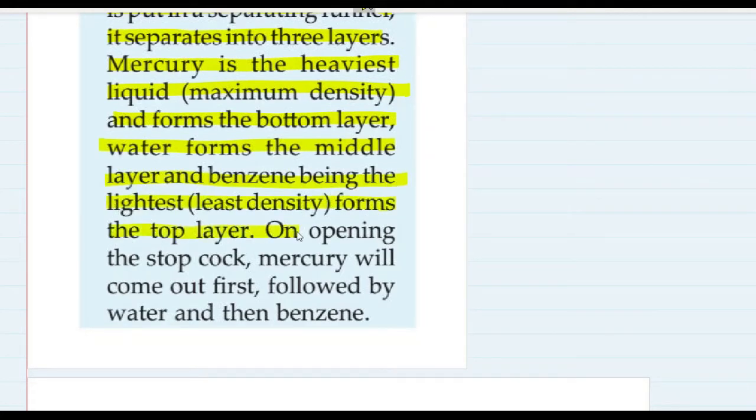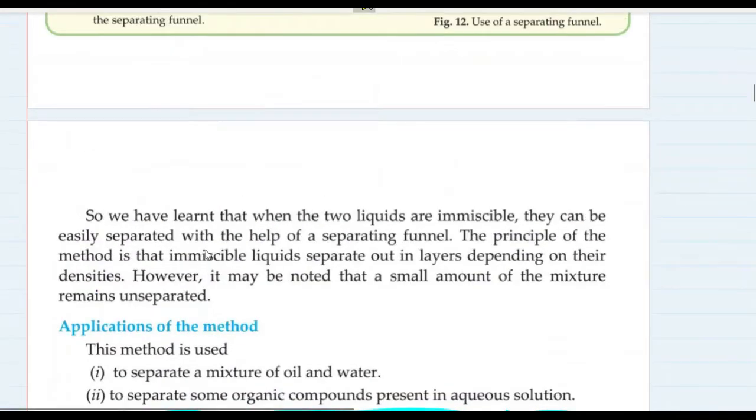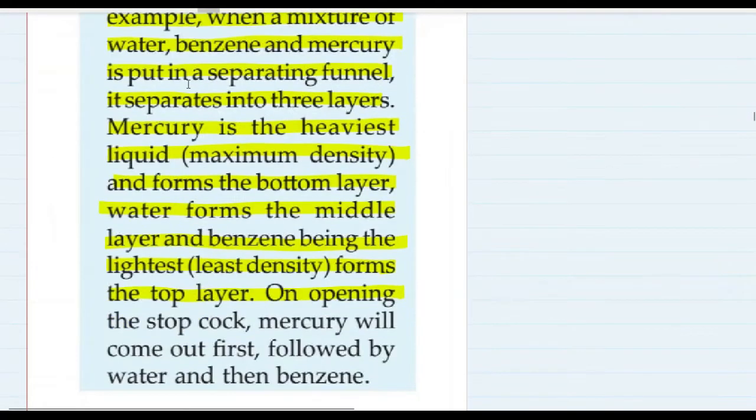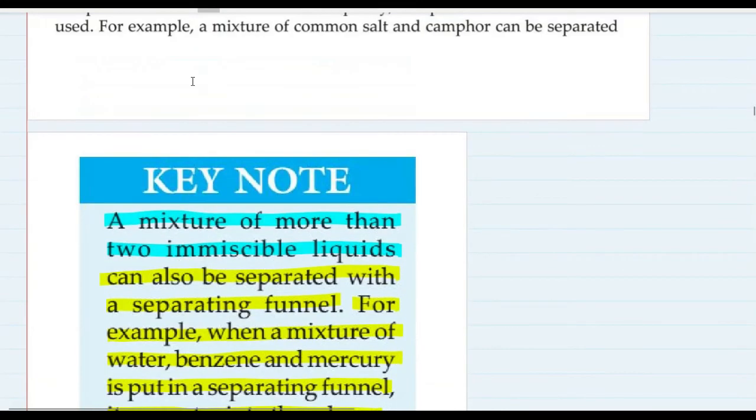On opening the stop cock, sorry, I saw that in the previous section they wrote stop cork. It is not stop cork. It is stop cock, as I rightly said. Okay. So on opening the stop cock, the mercury at the bottom will come out first, followed by water and then benzene. So the separating funnel is useful that way.